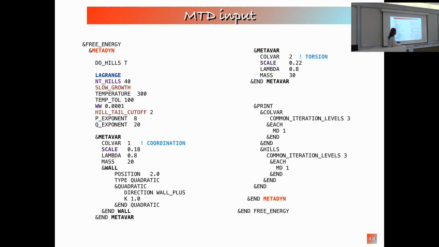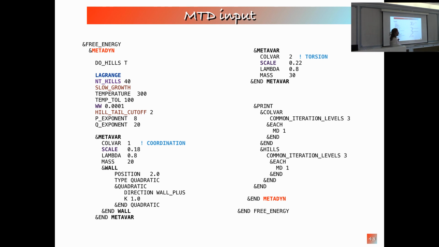Metadynamics input in CP2K. As I said, you can link CP2K to PLUMED and use then for the metadynamics whatever is the input in PLUMED. You just have to put in the input here that you want to use metadynamics with PLUMED. Instead, if you use the metadynamics of CP2K, then this is the input.